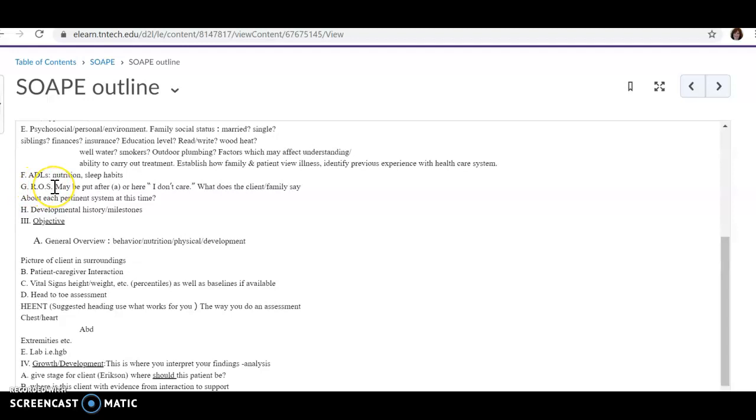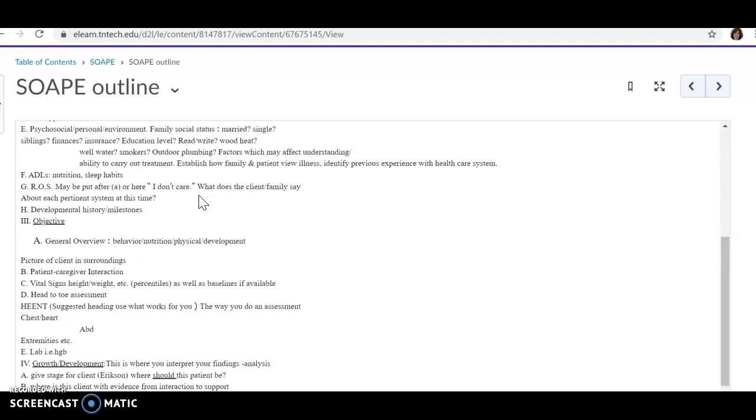This ROS is review of systems. Usually you write that in somewhat of a head-to-toe format. And what is a review of systems? This is all subjective information you're getting in this big category here. So review of systems is you're pretty much going to ask them in a relatively quick time frame about the symptoms they're having, so it keys you into their problems.